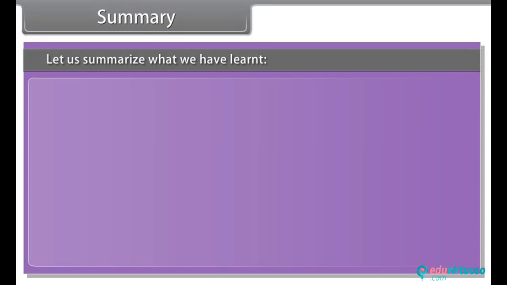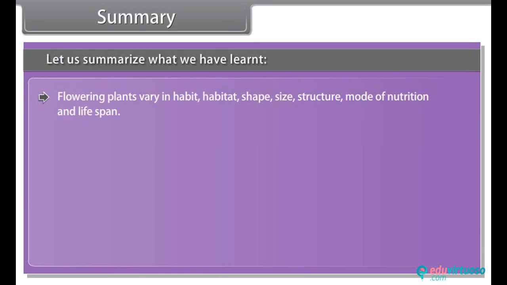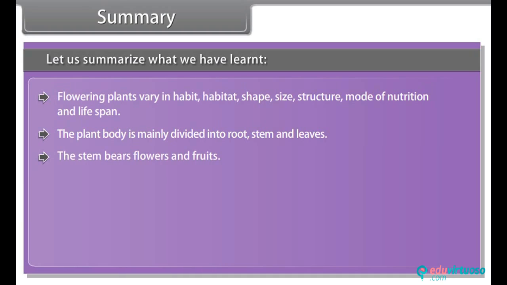Summary. Let us summarize what we have learned. Flowering plants vary in habit, habitat, shape, size, structure, mode of nutrition and lifespan. The plant body is mainly divided into root, stem and leaves. The stem bears flowers and fruits. The stem is the aerial part and root is the underground part of a plant.